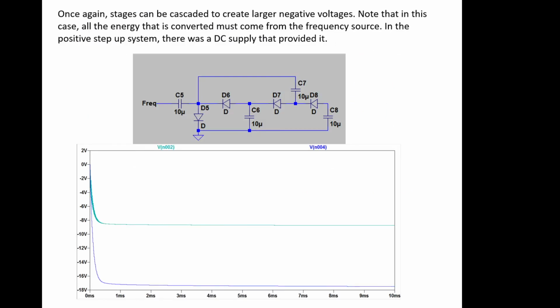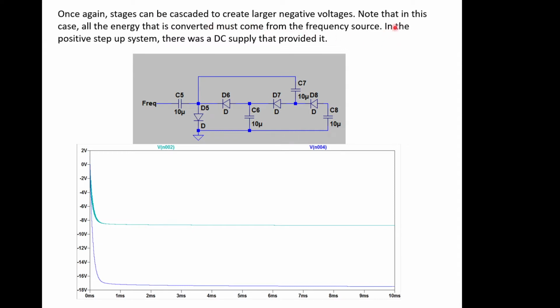I hope you'll agree. And again, we can cascade stages. Believe it or not, this is a cascade of these stages. It's all about which way around the diodes are, really. And we can cascade these to create larger negative voltages.